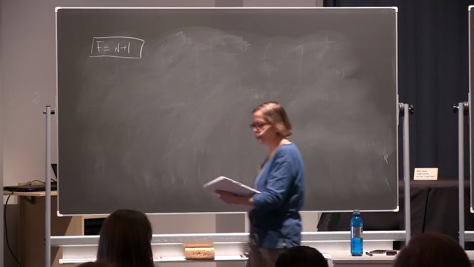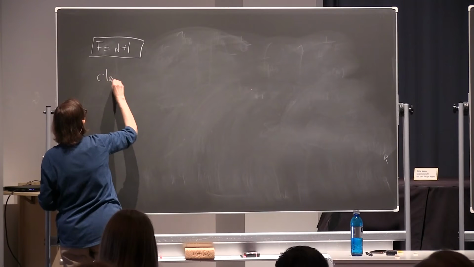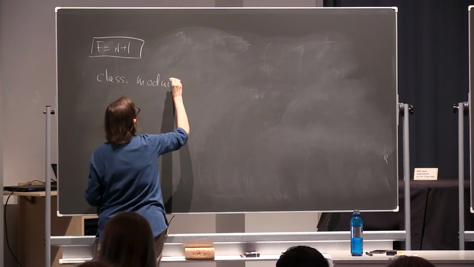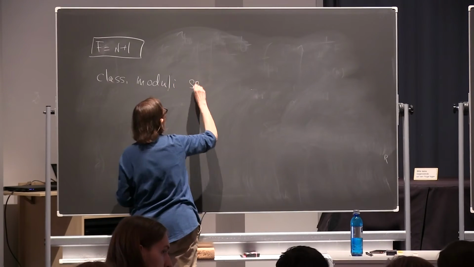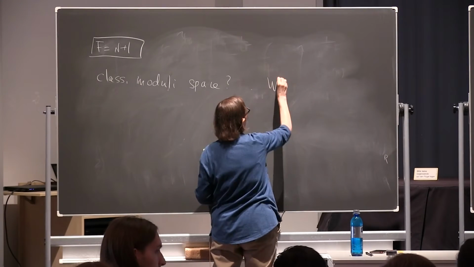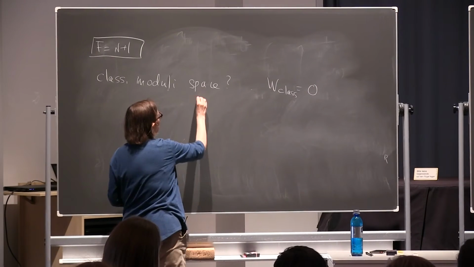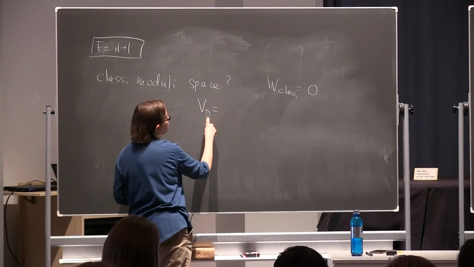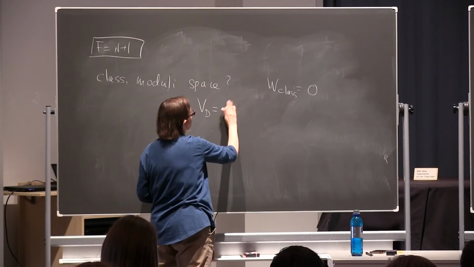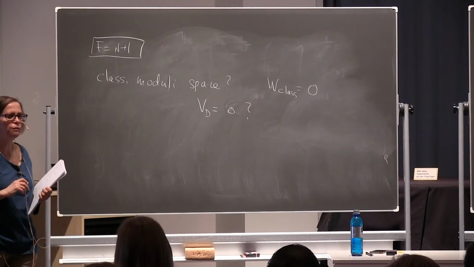So the first thing we need to talk about, just like before, we need to ask what is the classical moduli space. Remember, we didn't add any superpotential. So the question is, the only part of the potential is coming from the D terms, so we want to ask, where is this thing zero? That is, where do all the D terms vanish?